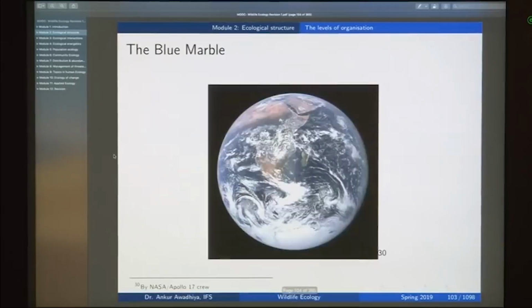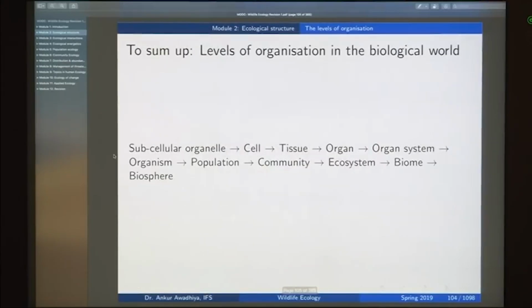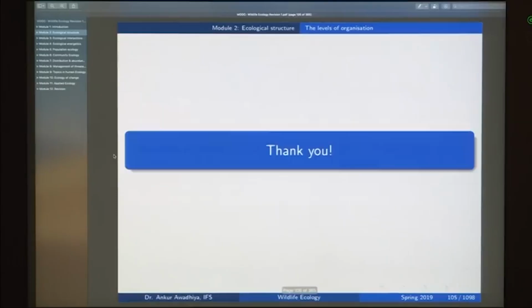sum of all the ecosystems, which is all the living organisms that are living on the planet Earth. So, that is the biosphere, or a combination of the lithosphere, hydrosphere and atmosphere, which is supporting life. So, to sum up, you have subcellular organelles, then cell, tissue, organ, system, organism, population, community, ecosystem, biome and biosphere.